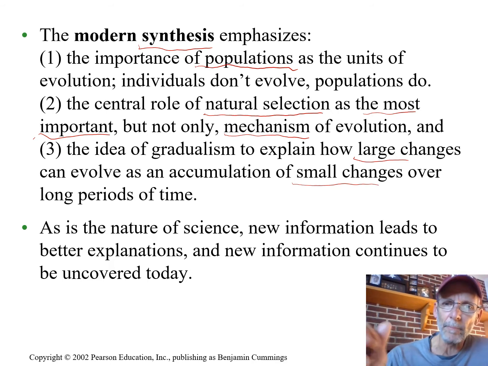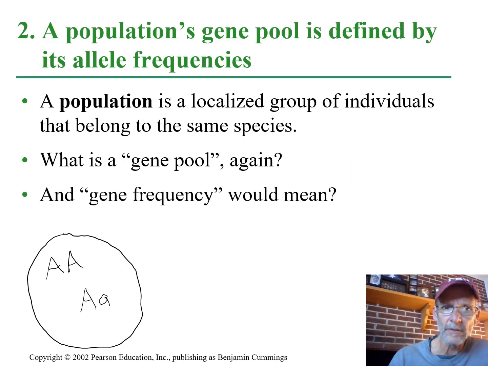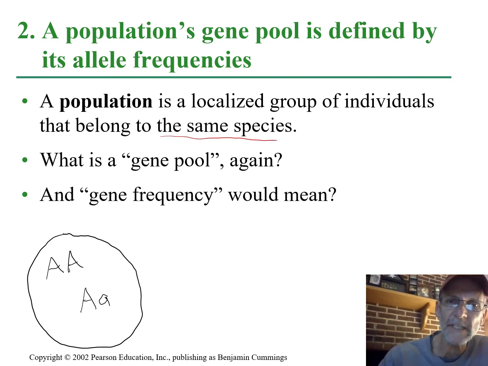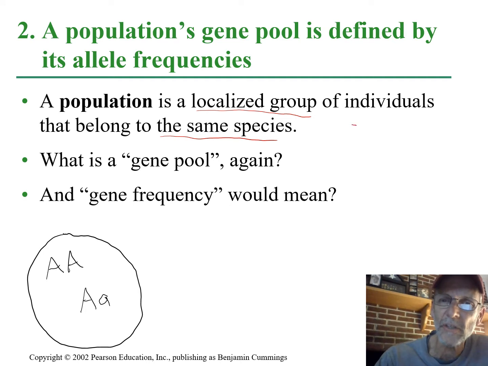So here we go with this idea. This is what a population is, right? All members of the same species and localized group. That's a little tough to define sometimes. We'll give it a little definition in class, but generally kind of isolated in space and time. So I'll use a simple example.